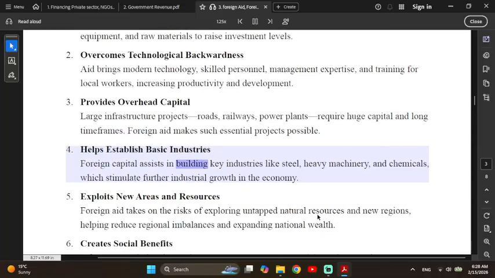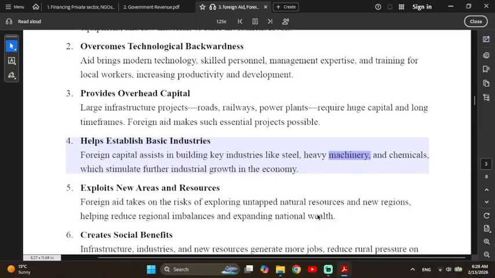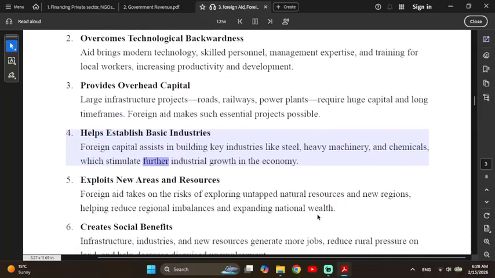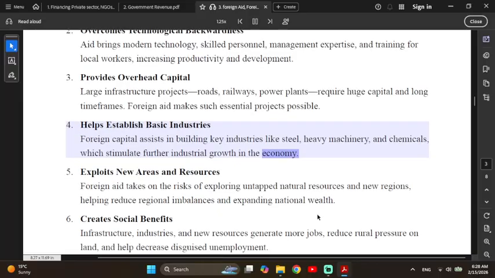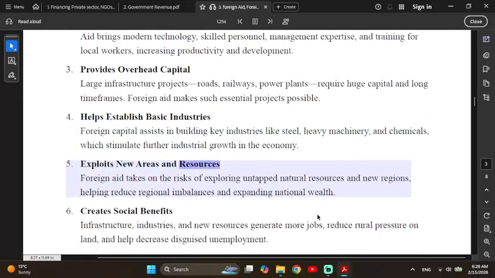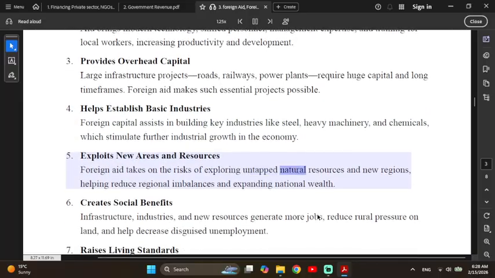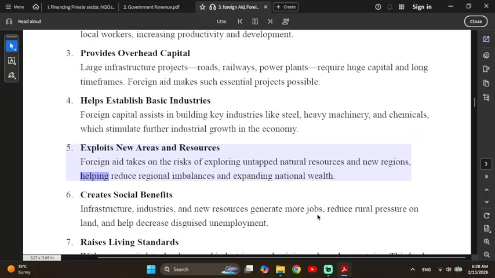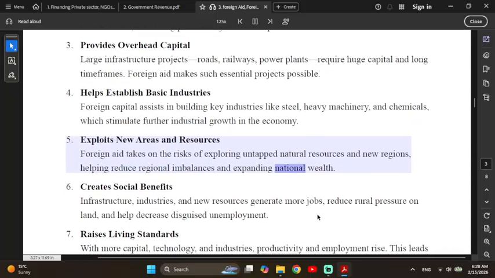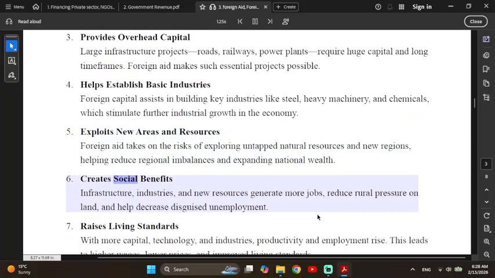Foreign capital assists in building key industries like steel, heavy machinery, and chemicals, which stimulate further industrial growth in the economy. 5. Exploits new areas and resources. Foreign aid takes on the risks of exploring untapped natural resources and new regions, helping reduce regional imbalances and expanding national wealth.